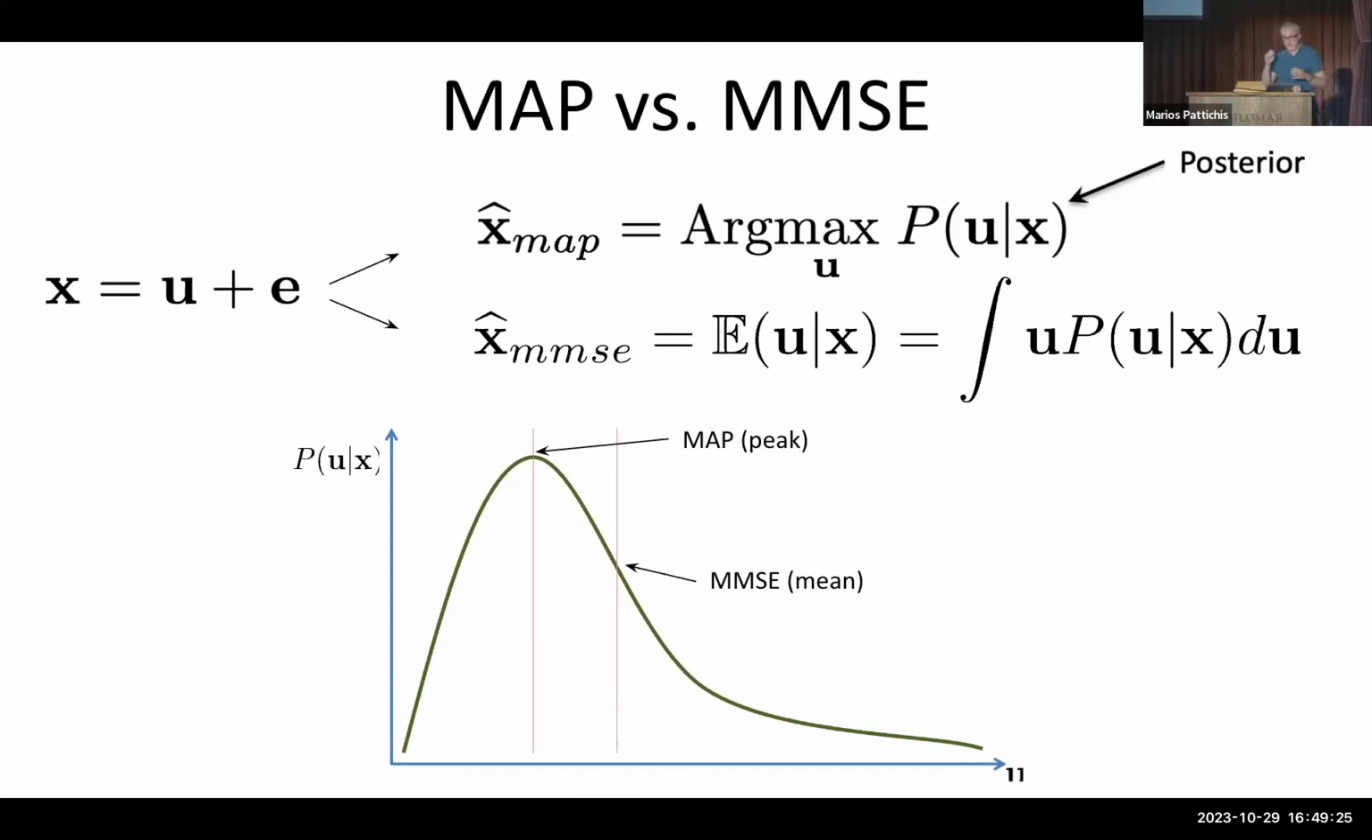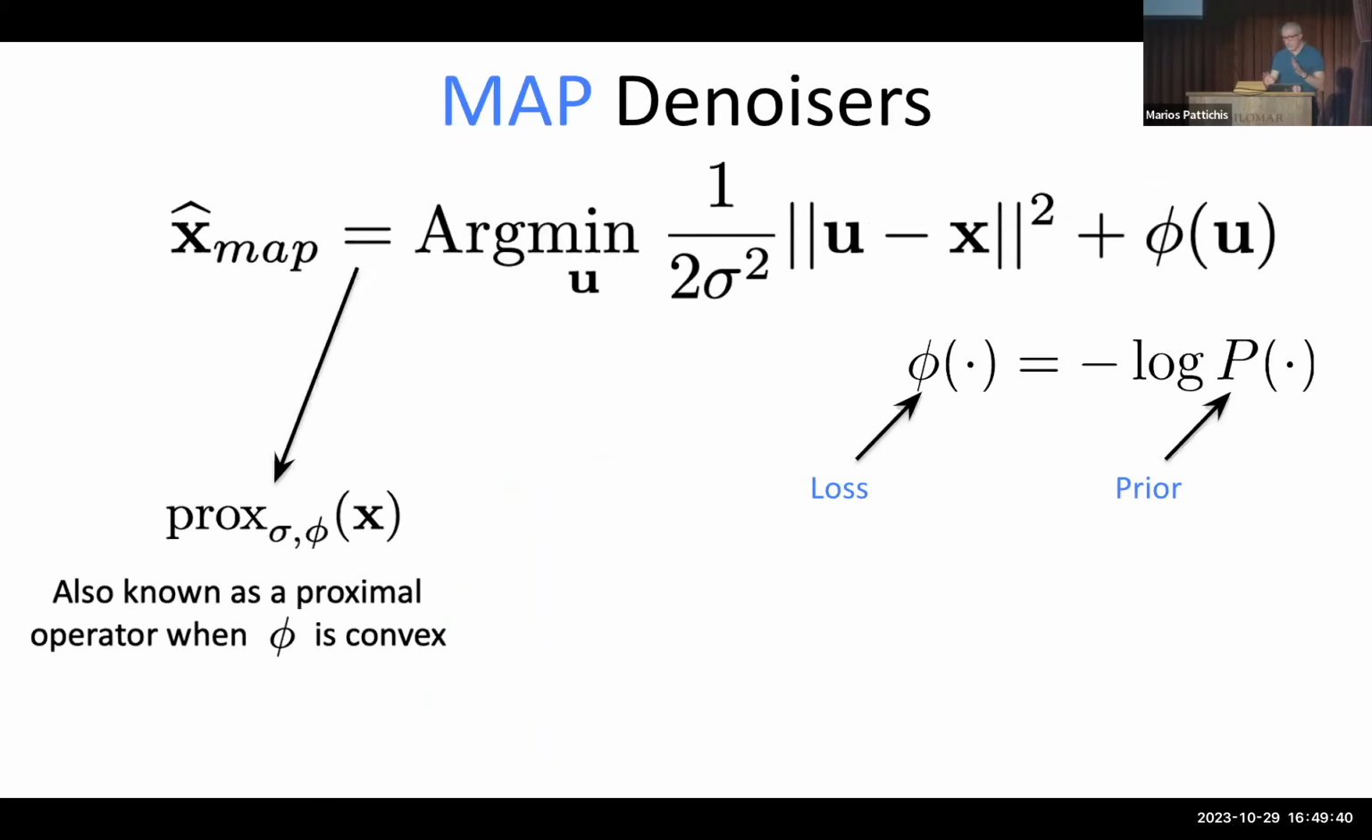They would coincide if the distribution P of u given x was perfectly symmetric, or if the variance of that posterior distribution was really small, then they would be really close to each other. But they don't coincide in general. It turns out they do have many interesting things in common, though, which I want to draw out.